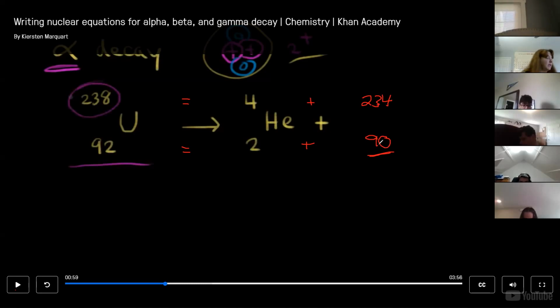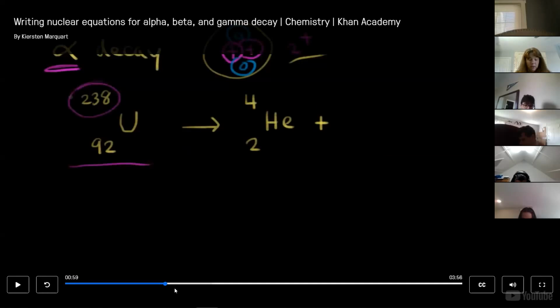If we look up 90 on the periodic table, it's way down at the bottom. A lot of what you work on in this chapter is going to be down at the bottom of your periodic table. It is thorium. My camera's backwards, sorry. But it is thorium. So you would write the symbol Th here. Again, this number tells you what that symbol will be. Okay, so that is the full equation for alpha decay.